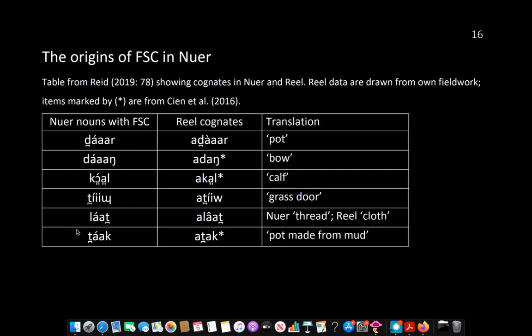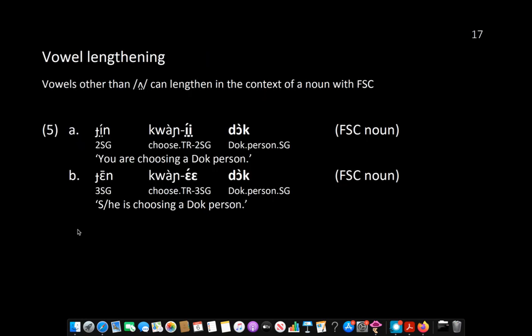All the data from Nuer that I have shown so far had the same vowel that lengthened, and it was the central vowel e. But other vowels also lengthen in the context of FSC, as is evident from this example in 5. The quality of the lengthened vowel is that of the original non-lengthened vowel in these suffixes. So in the case of Lou Nuer, it is clear that it is the quantity alone that is being added.